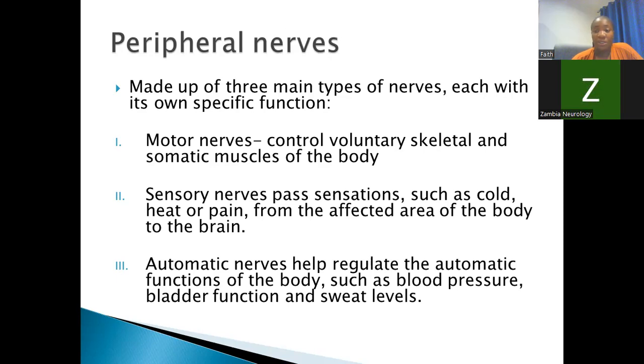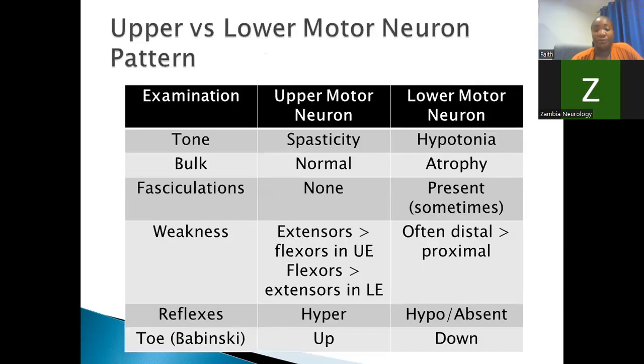And then finally, the smallest types of nerves are those of the autonomic nerves that help to regulate the automatic functions of the body, such as blood pressure, bladder functions, sweat levels, just to mention but a few. It's also important for us to be able to identify what the pattern is for an upper motor neuron lesion versus a lower motor neuron lesion.